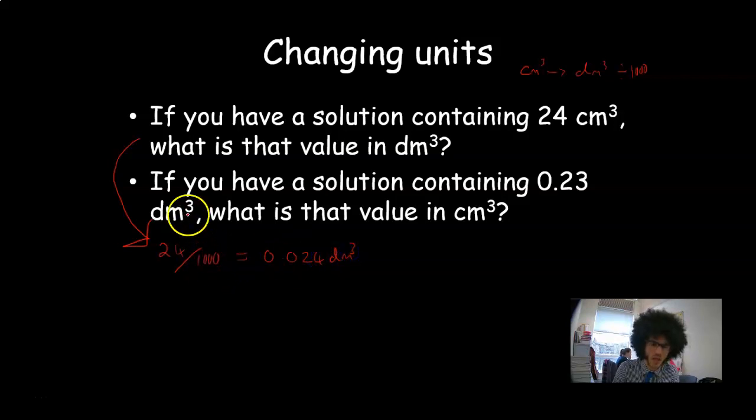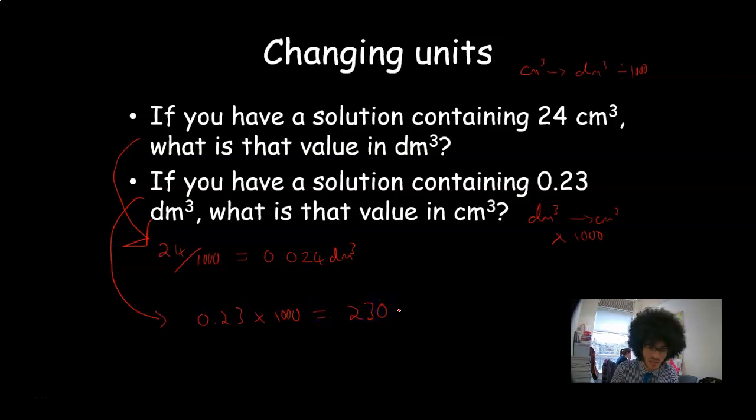Okay, I think that's right. However, if I've got a solution containing 0.23 decimeter cubed, you're going the other way here. So decimeter cubed to centimeter cubed is multiplying by 1,000. Therefore, I've got 0.23 multiplied by 1,000, and that equals 230 centimeter cubed. Okay, so that's the first bit. That's how you do those conversions.